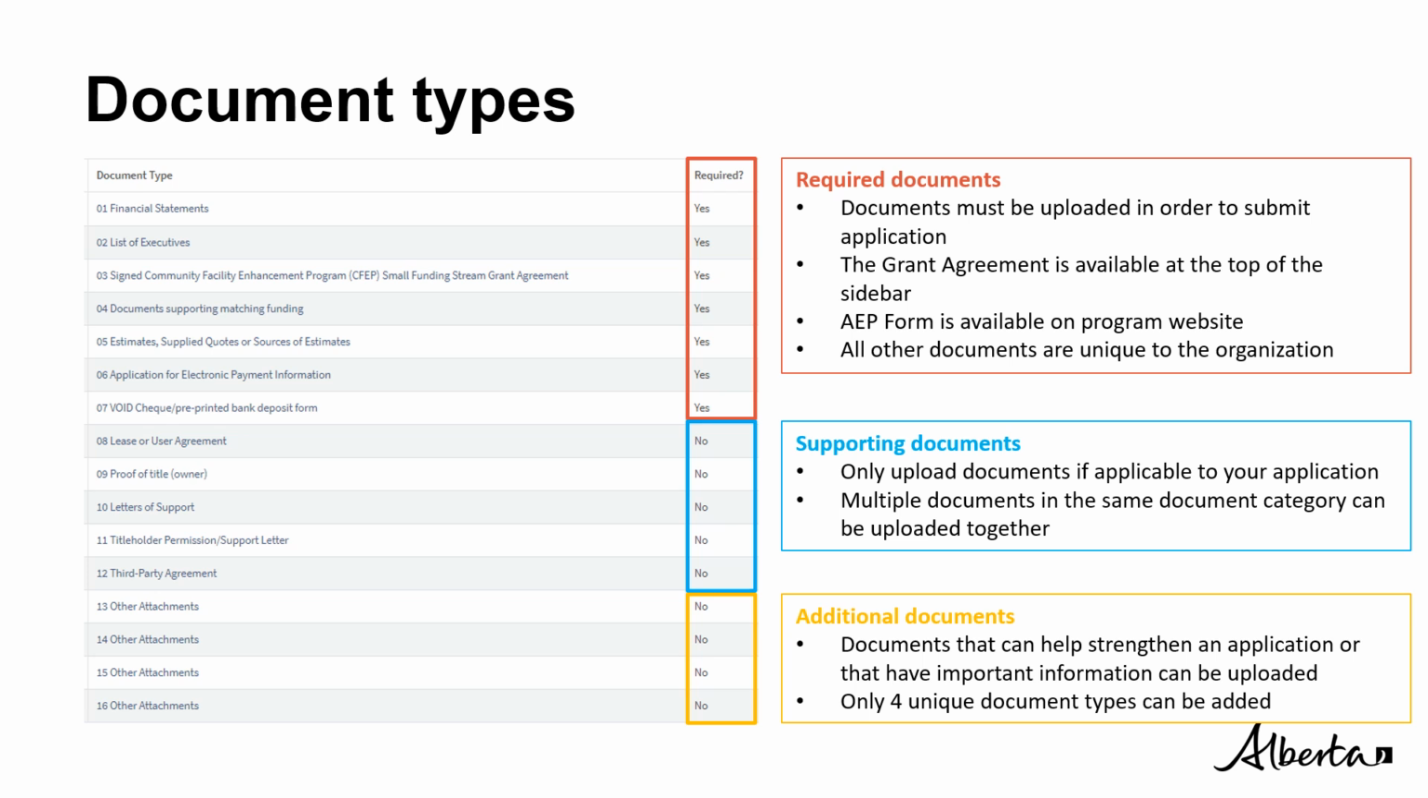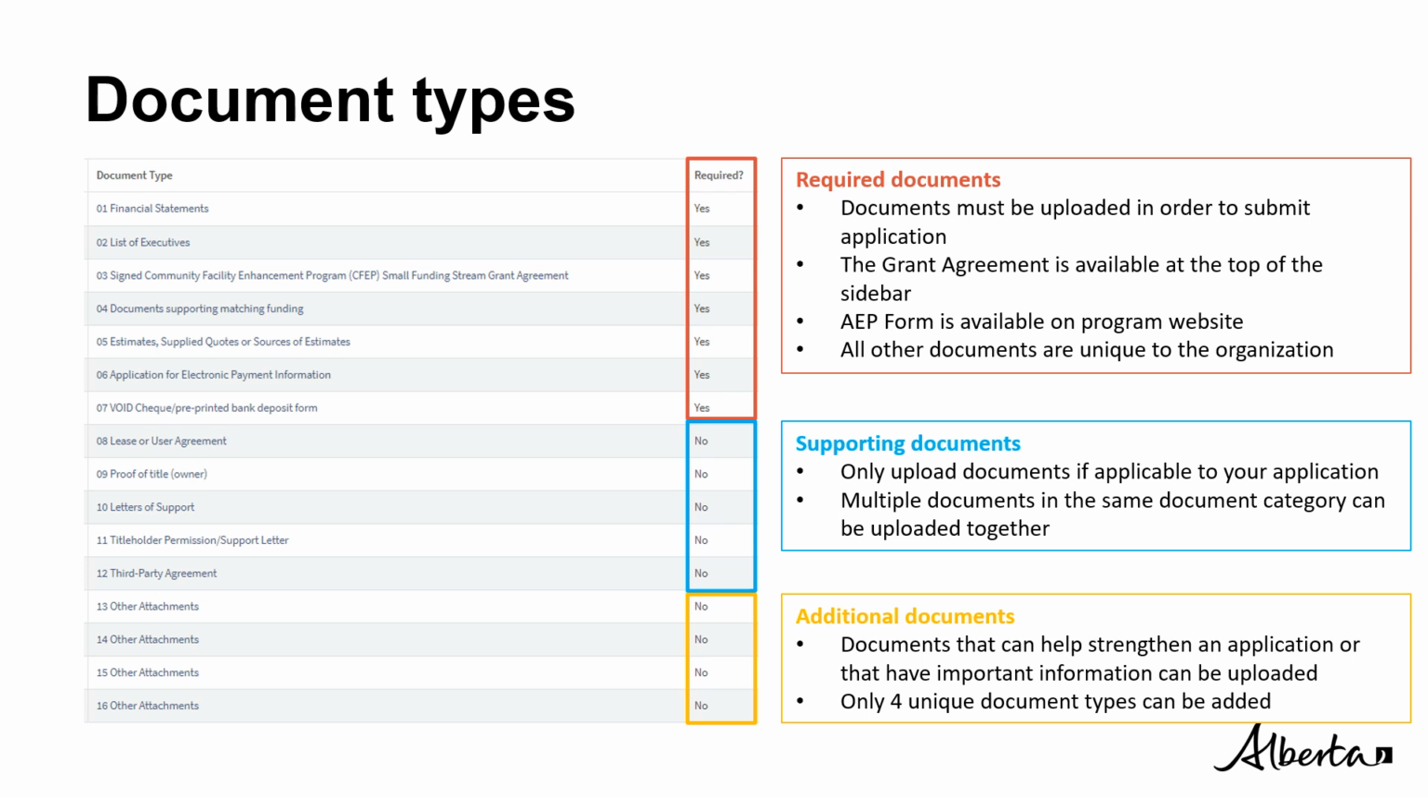The grant agreement can be found at the top of the sidebar where you can click a link that will download the agreement. Once complete, please attach the document. The application for electronic payment, also known as AEP, can be found on the program website. All other documents are unique to the organization.